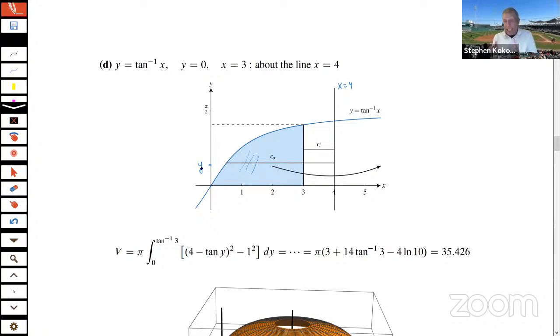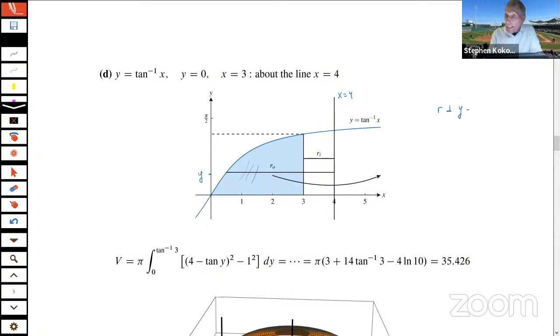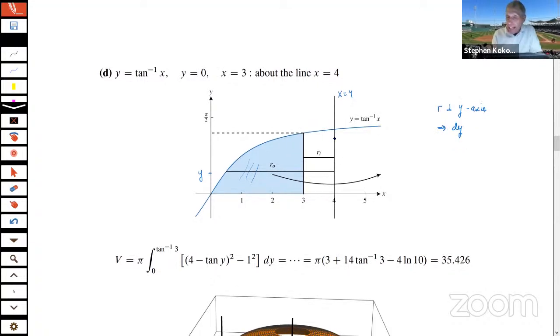I also see here that the axis of revolution is not a bounding curve. So this is going to be a washer technique. I'm going to scribble a little bit off to the side here. I can see that r is perpendicular to the y-axis, so this is going to be a dy problem. I see that this axis of revolution is not a bounding curve, so I'm going to have to use the washer method. So I've got to find an outer radius and an inner radius.